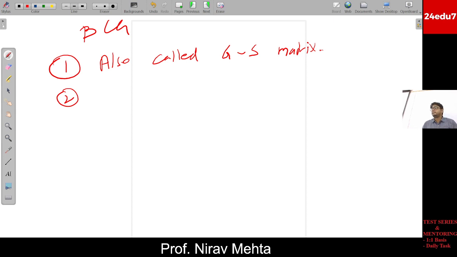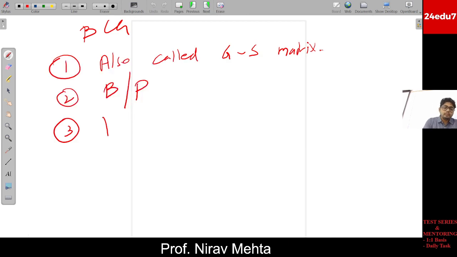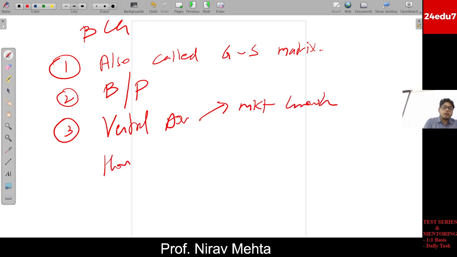Second point: used for categorizing your business and products. Third point: vertical axis is market growth, horizontal axis is market share.